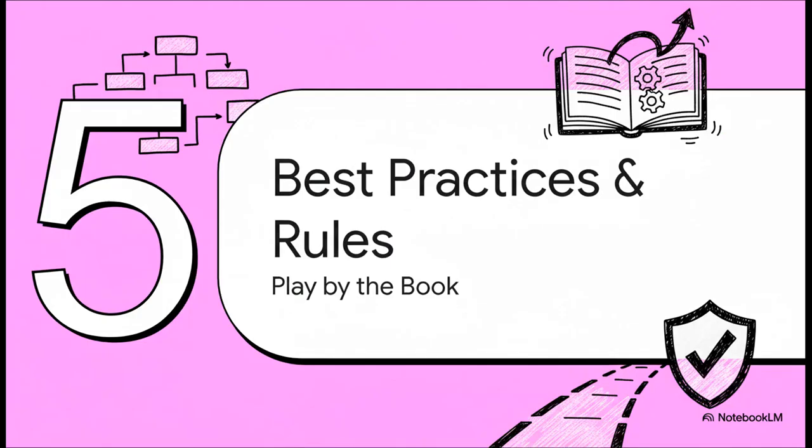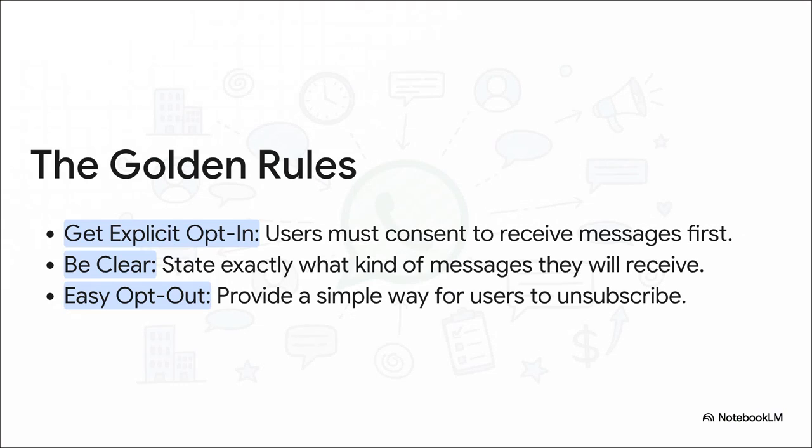Okay, so you've seen the power, you've seen the potential. Now we have to talk about the most important part, the rules. And look, playing by the book isn't about holding you back. It's about building trust and making sure you can succeed on this platform for the long haul. These 3 rules right here, they are absolutely non-negotiable. You must get a user's permission, their opt-in, before you send them anything. You have to be totally clear about what they're signing up to receive, and you must always give them a super easy way to opt out. It all comes down to respecting their space.